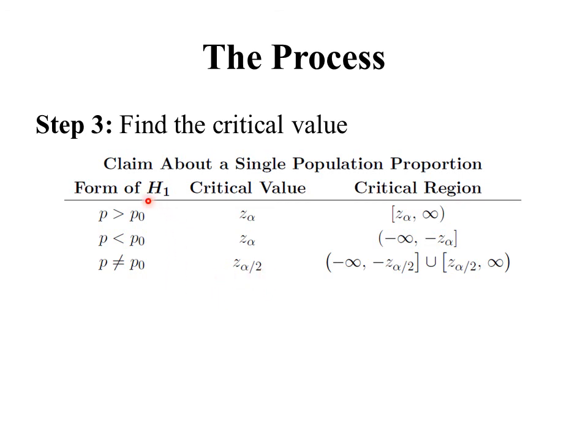Now for each one of these forms of the alternative hypothesis, we also have a critical region, which is defined by our critical value. And so here we see how to find those critical regions in a form such as these first two. We see that the critical region is just a single interval. In this last form, the critical region is a union of two intervals like this.